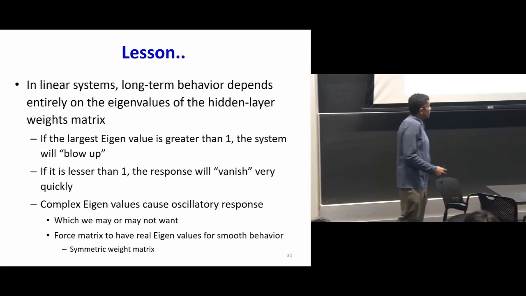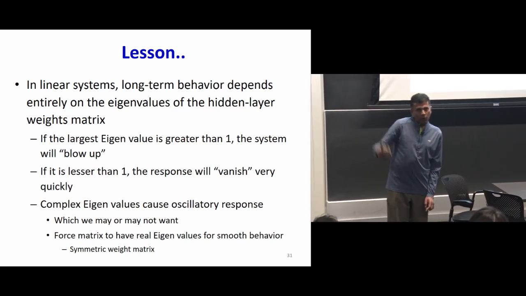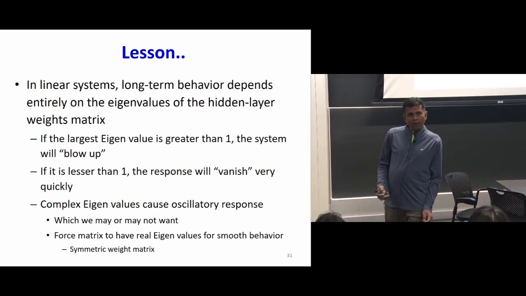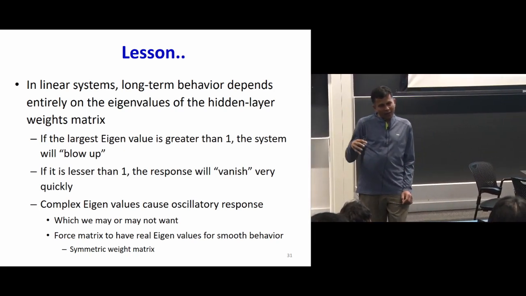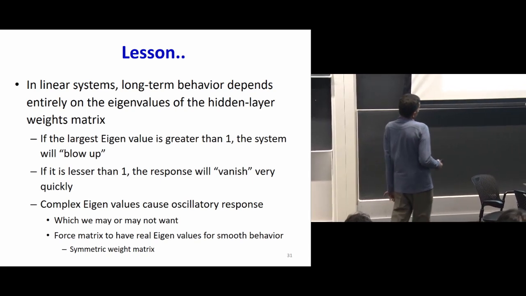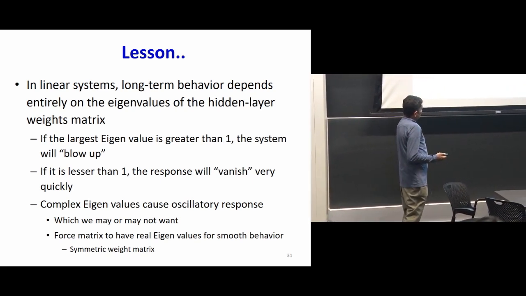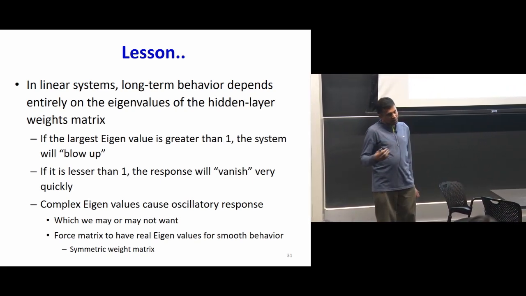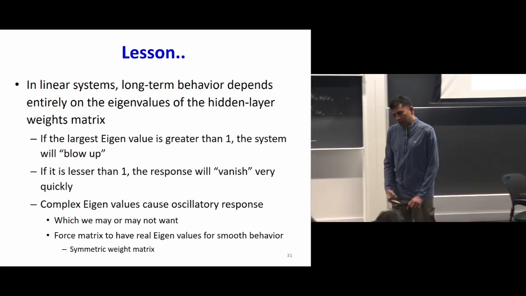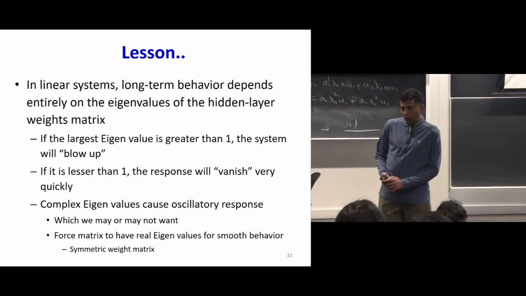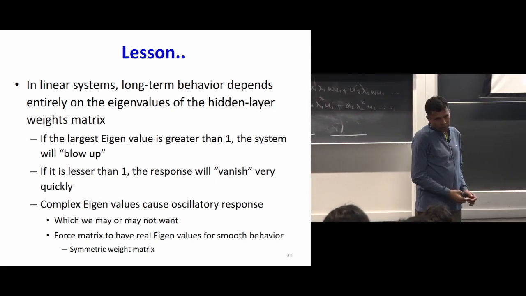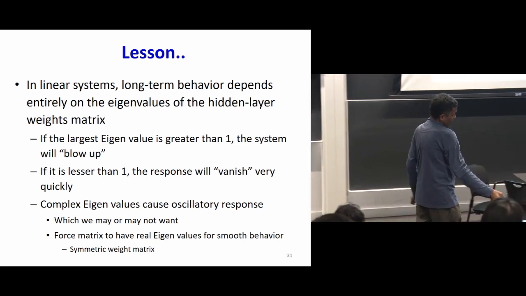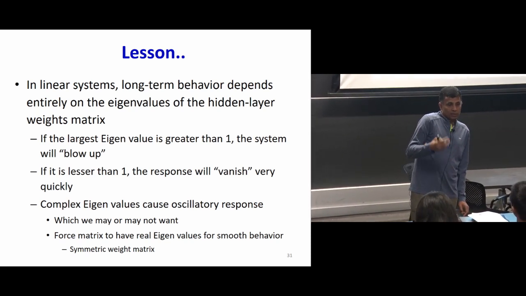matrix. If the largest eigenvalue is greater than 1, the system will blow up. If it's less than 1, the response will vanish very quickly. And if you have complex eigenvalues, this can cause oscillatory response, which we may or may not want. You can force the matrix to have real eigenvalues if you want smooth behavior. But regardless, the overall behavior is one where everything either goes off to some bad place or everything goes down to some bad place. Neither of which is what we really want.